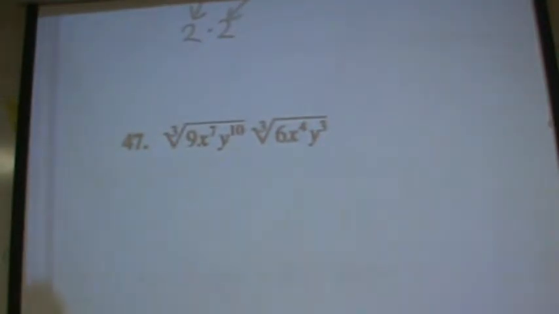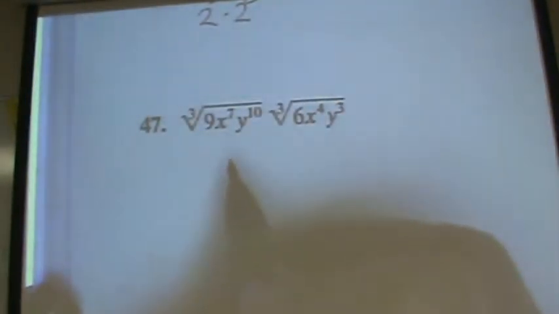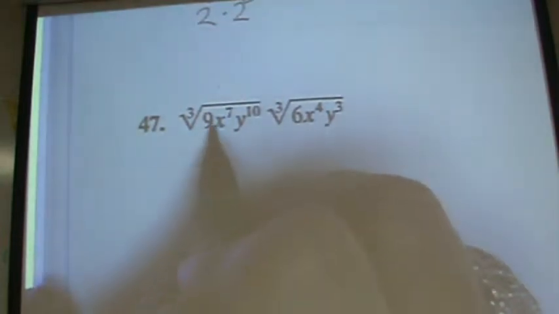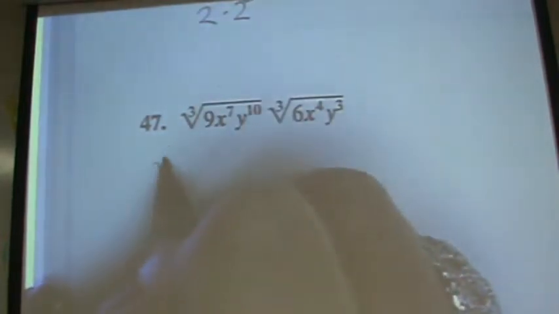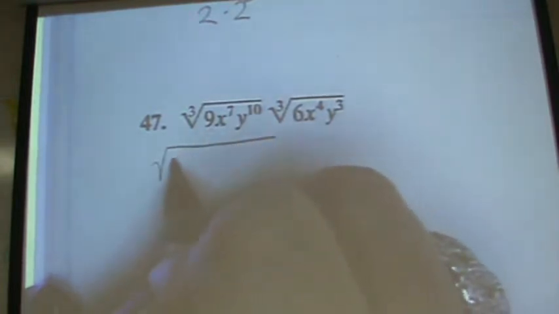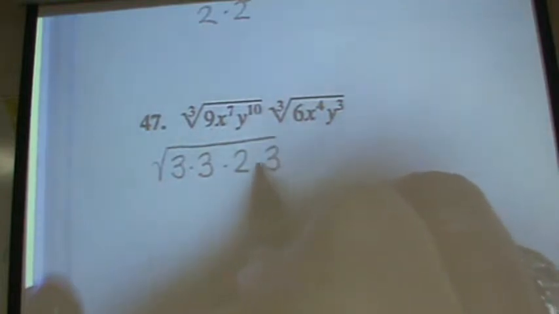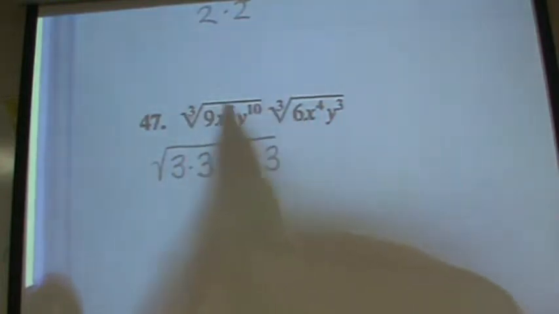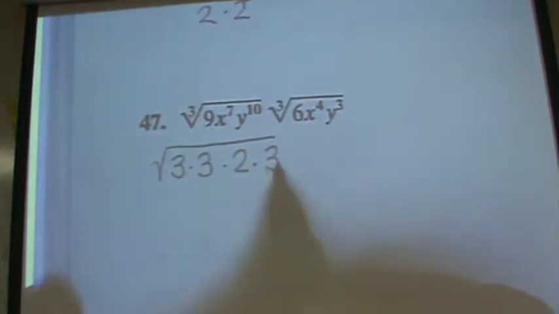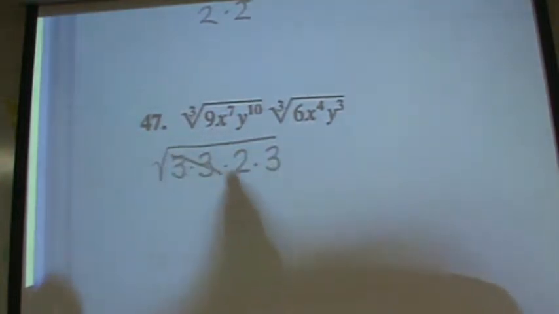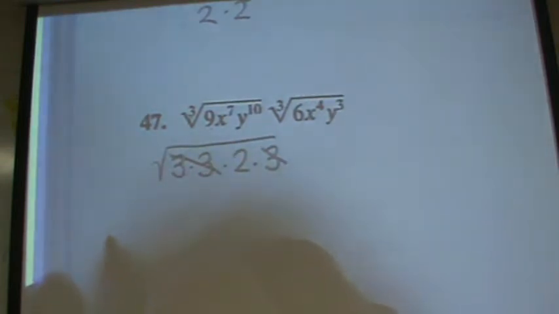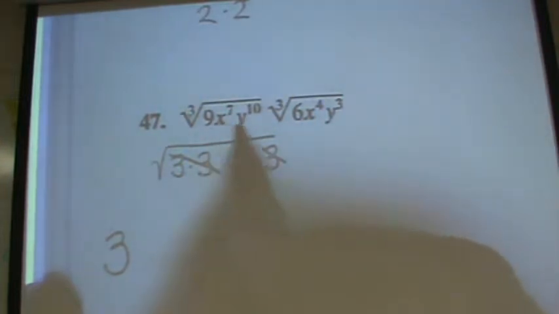Number 47. Okay, for the numbers 9 and 6, I'm looking for 3 of a kind. Do you have 3 of the same number? Yes, you have 3 3s. So the 3 comes out. But what stays? I need some room here for these 2 letters. That 2 has to stay.